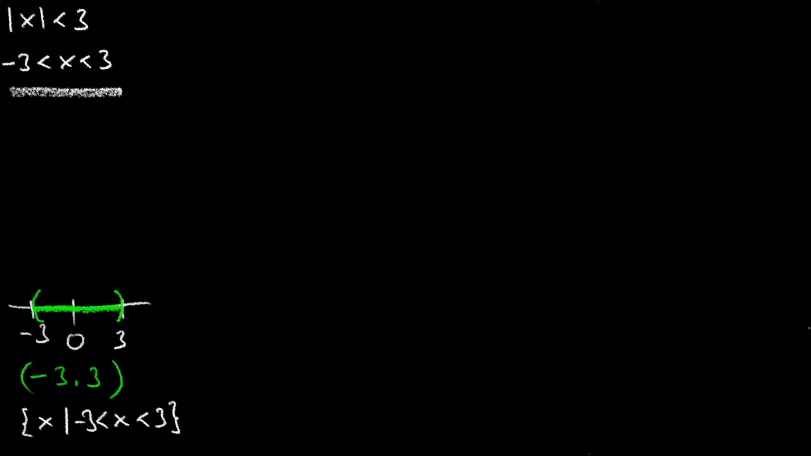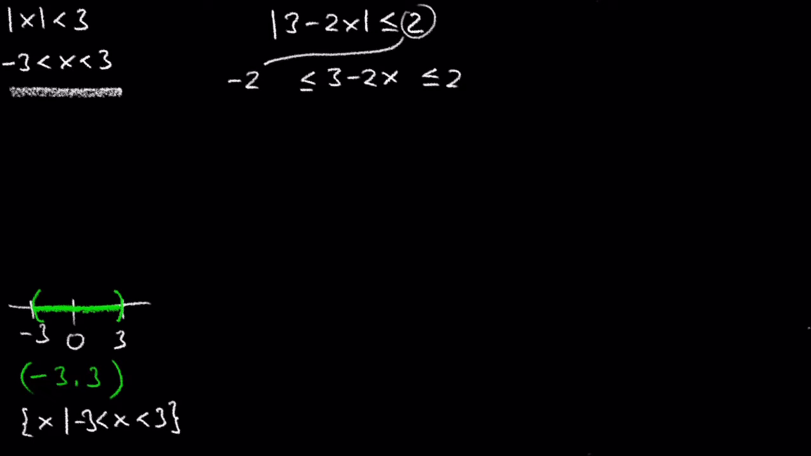Let's look at the absolute value of 3 minus 2x is less than or equal to 3. The expression 3 minus 2x between the absolute value bars has to be between the negative of the number on the right side and the positive of the number on the right side. That's exactly what we did in our previous example.